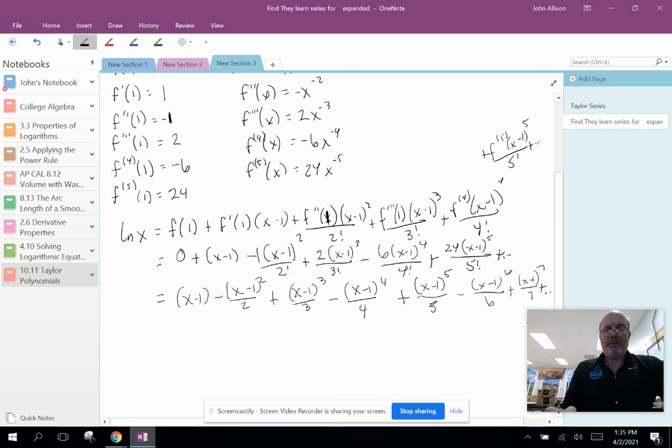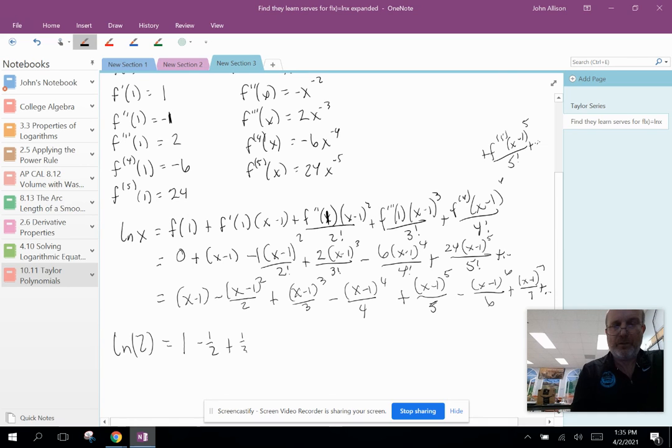This is the alternating harmonic series if we plug in 2 for x. If we plug in 2 for x, what we see is ln 2 is equal to 1, minus 1/2, we get 1 in the numerator, plus 1/3, minus 1/4, plus 1/5, minus 1/6, plus 1/7. And this pattern continues forever indefinitely.